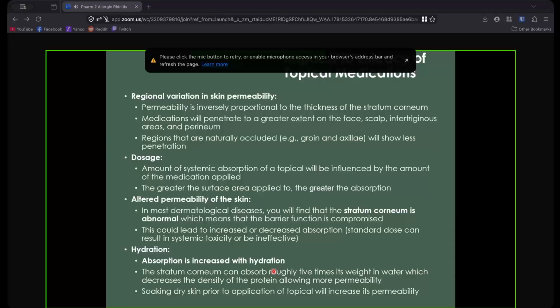Altered permeability of the skin. This is, again, those changes that we can have in the skin, whether they're positive or negative. You can sometimes see your medication absorption be increased or decreased. So depending on what's going on with your patient, you may have to change or alter that dose. Older people have thinner skin, so sometimes we'll have to decrease the dose that we're giving them.